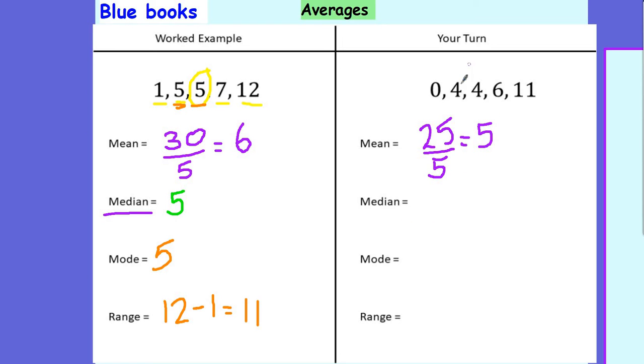Let's look for the median. The median is the middle piece of data, so counting from the outside, there's the first one, there's the second one, my middle piece of data is 4. Let's talk about my mode. My mode is my most common piece of data. Well, there are 2 4s and only one of all the other numbers, so my mode is 4. And my range is my highest, take away my lowest, which is 11 take away 0, which is 11.